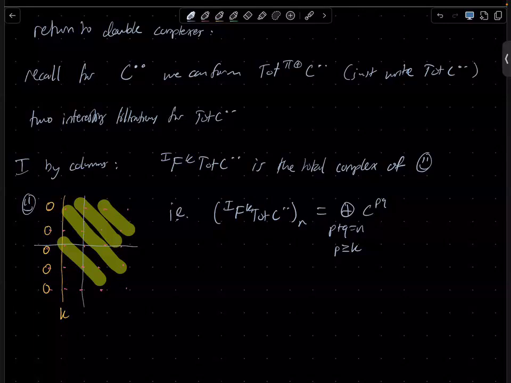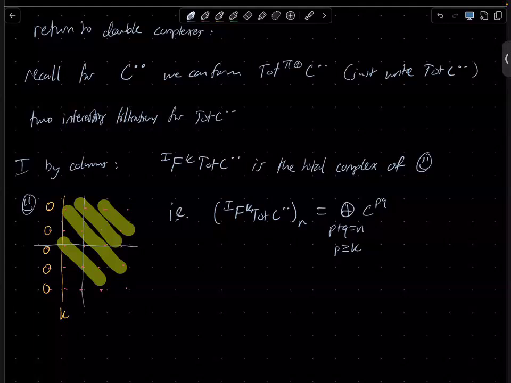which, visually, just look like growing slices of the double complex and making the total complex out of that. I don't even know what I said. That was horrible. But the picture, you should use the picture.